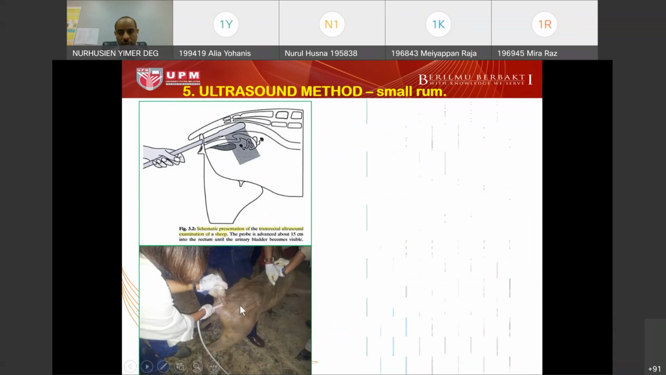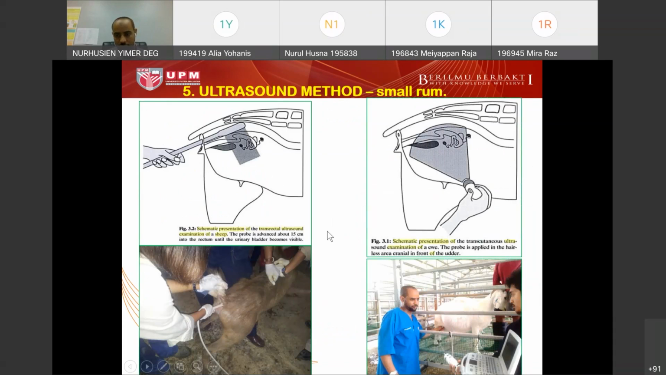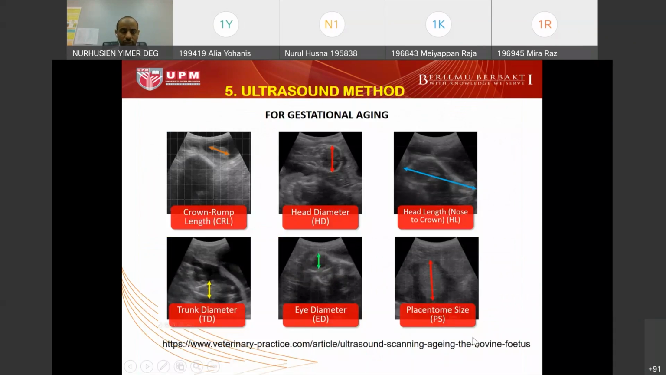This is an example in the deer. And this is another example of doing transabdominal scanning in a goat. Okay, now that is for pregnancy diagnosis.